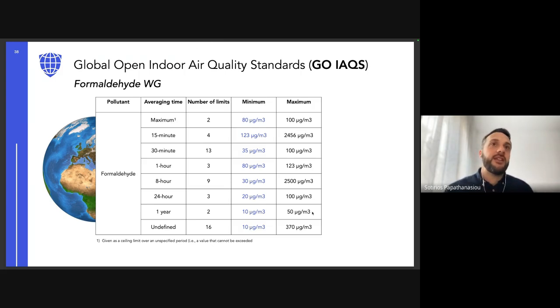So as in any other group, I also took all of the standards that I could find about formaldehyde, and I categorized them based on the average exposure time or a ceiling limit, or whether they didn't specify if they follow a specific limit or an hour average. And as you can see, for formaldehyde, we have even 15-minute exposure time or even 30 minutes, something that we couldn't find for some other pollutants. But inside GoAQS, we don't have those limits.